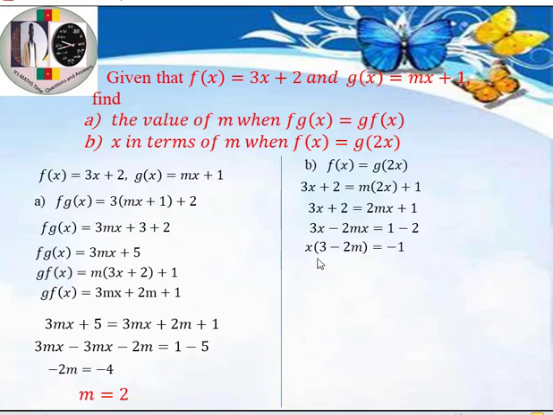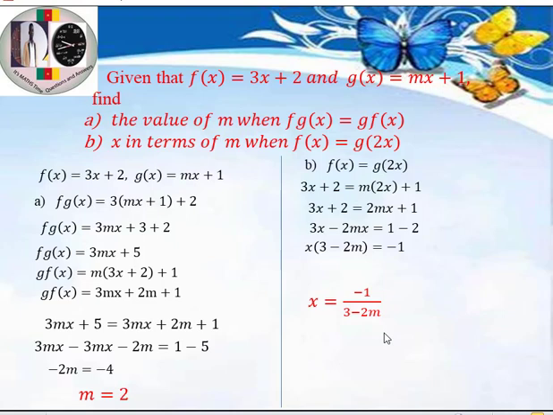So to leave x alone, we divide the left hand side by 3 minus 2m, and we divide the right hand side by 3 minus 2m. So we'll have the value of x equals to minus 1 divided by 3 minus 2m. So that's how we handle questions like this in composite functions, and to look for the value of the unknown.